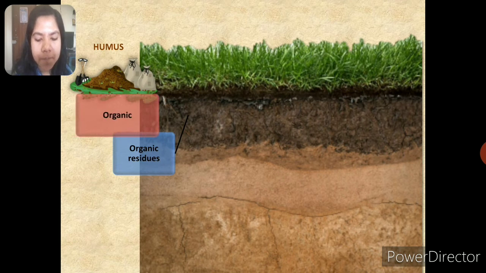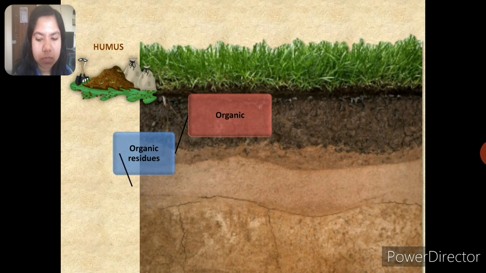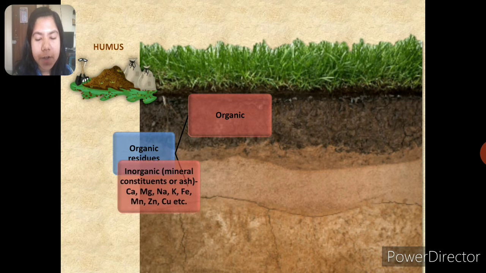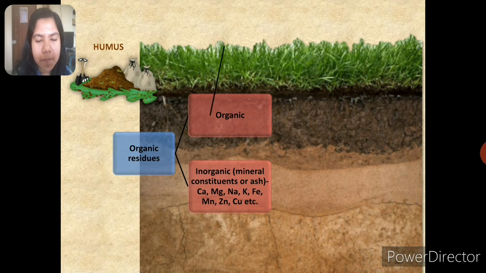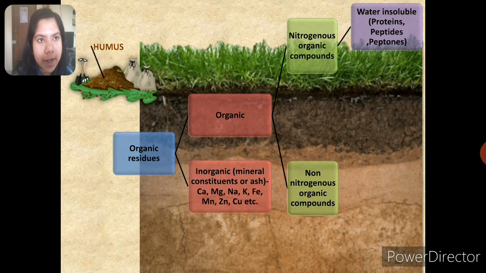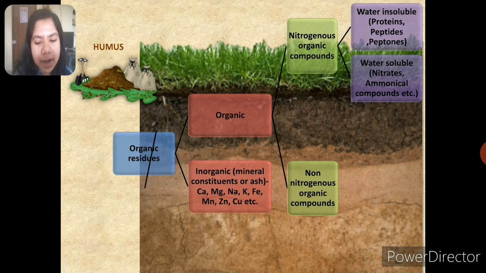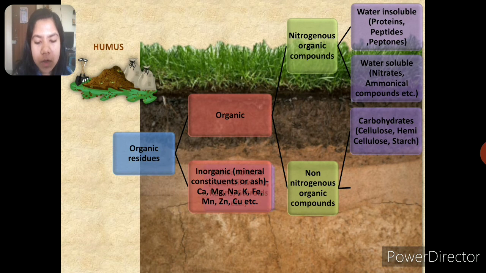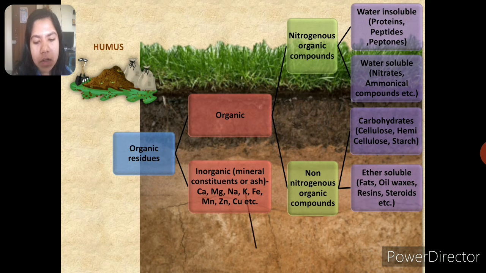The organic residues here are divided into two types, that is the organic and inorganic. Inorganic is the mineral constituents or ash, for example calcium, magnesium, sodium, potassium, iron, manganese, zinc, copper, etc. The organic is divided into two types, that is the nitrogenous organic compounds and the non-nitrogenous organic compounds. Nitrogenous organic compounds are divided as water insoluble and water soluble. Water insoluble contains proteins, peptides, and peptones. Water soluble contains nitrates and ammonical compounds, etc.